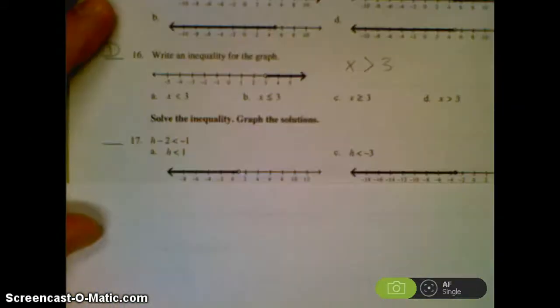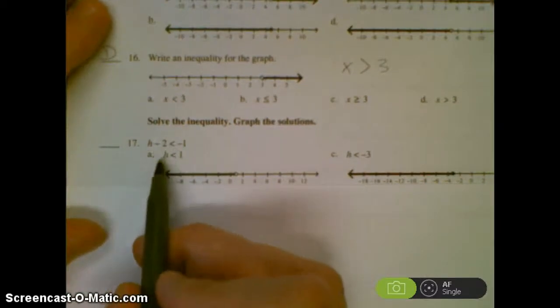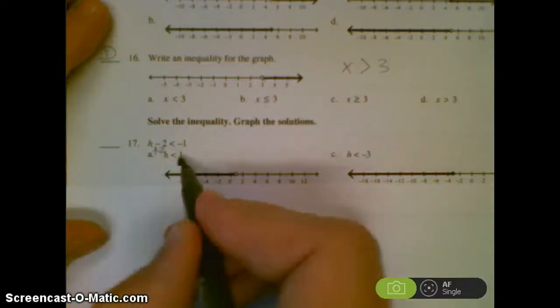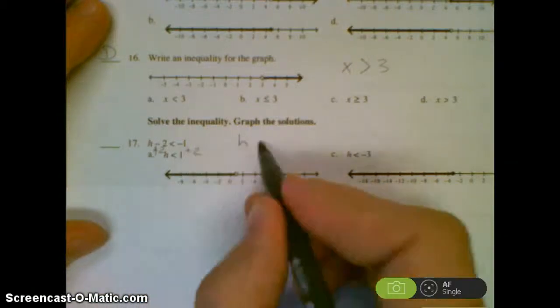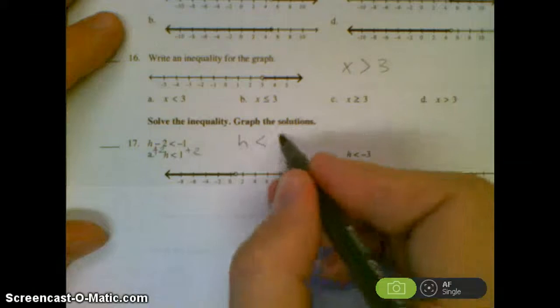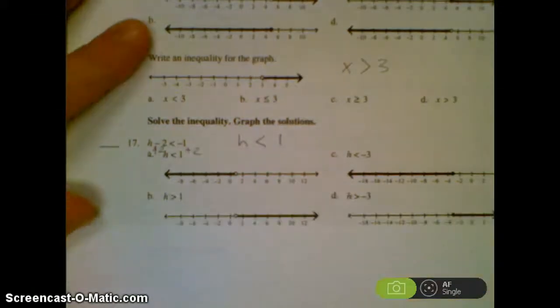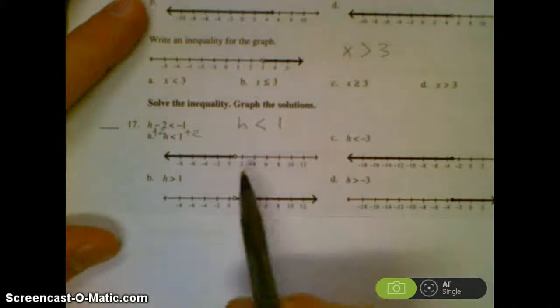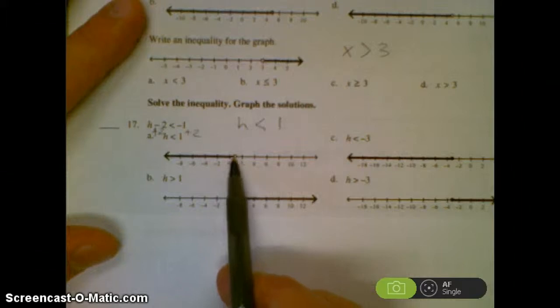To solve this inequality, since this is a positive variable, I solve it just like I would an equation. Since this is h minus 2, I'm going to add 2 to both sides. So negative 2 plus 2 is 0. I'm left with h is less than negative 1 plus a positive 2, which is 1. Since it is less than, I know it's an open circle. An open circle, and the numbers must be less than 1, so that would leave me with this graph, because all those numbers are less than 1. The answer is A.